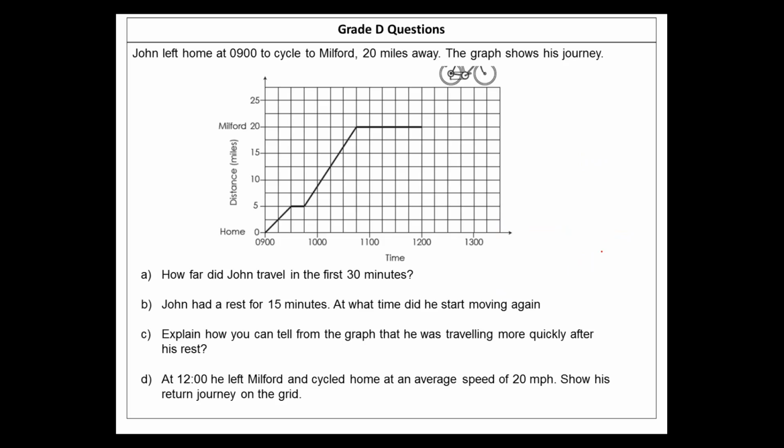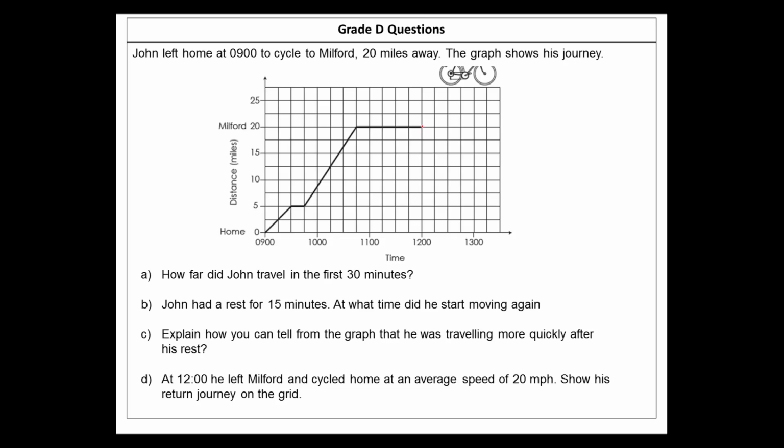So, how far did John travel in the first 30 minutes? 5. Yeah. What time did he start moving again? He had a rest for 15 minutes. 9:45. Started 9:45. How can you tell after that he was travelling more quickly? He's got a steeper gradient on there. He's covered more distance in a similar amount of time. Yeah, exactly. And then he's obviously stopped for lunch or something in Milford.